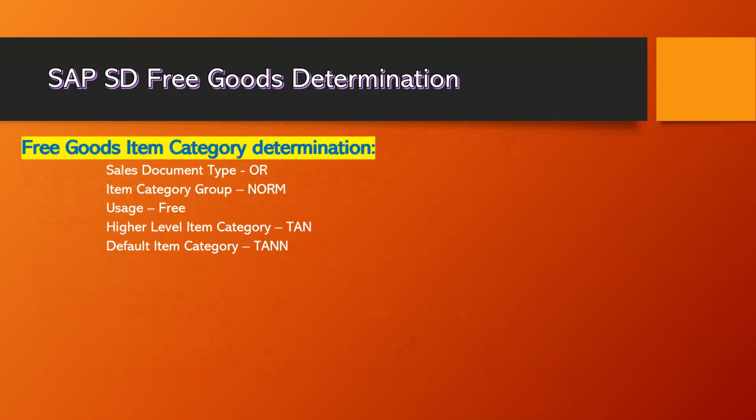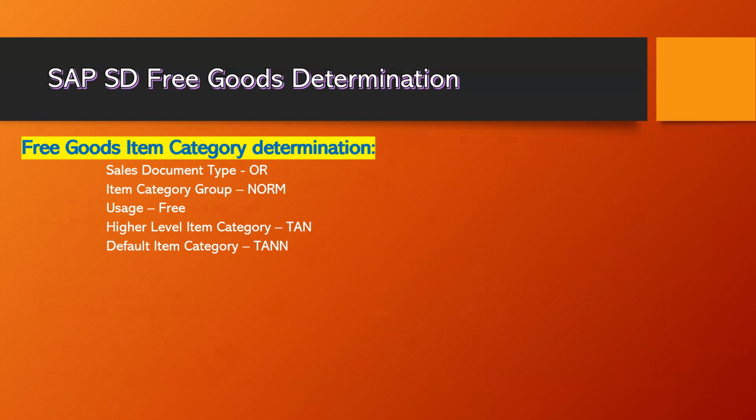So, free goods item category determination. The way we determine the standard item category, in a similar way we need to do the free goods item category determination in the system, so that it will automatically propose the free goods as a second line item. Otherwise, it would not propose. So here it is the combination of sales document type, item category group, and usage. In the usage column, we have to specify free.